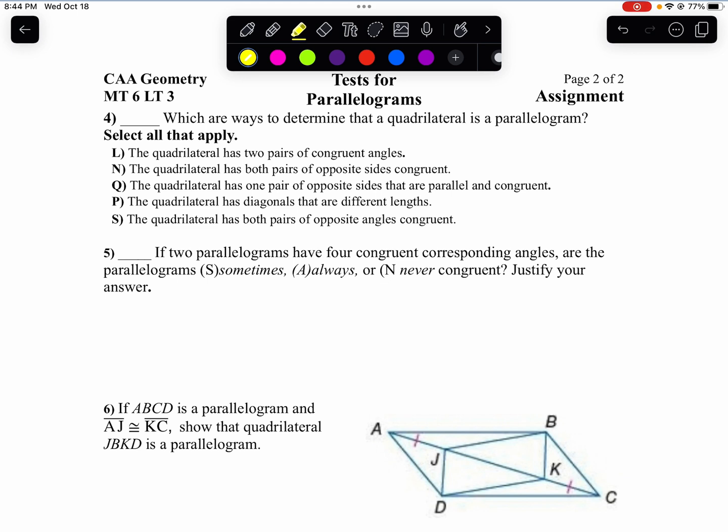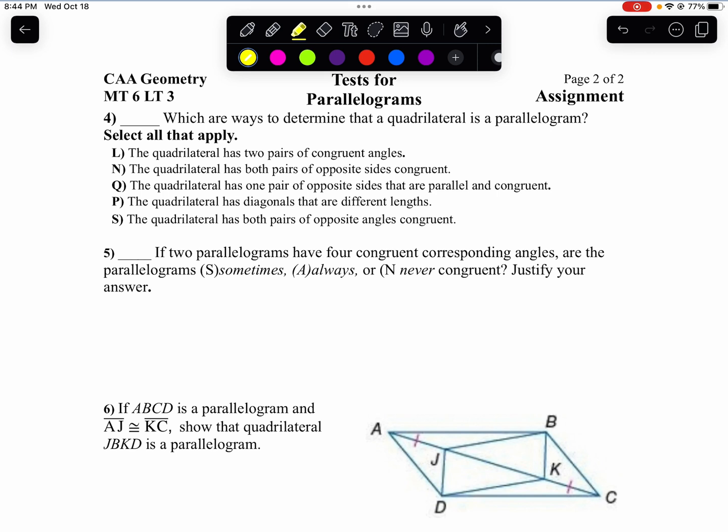On choice L, the quadrilateral has 2 pairs of congruent angles. Nope, you have to have both pairs of opposite angles be congruent to be a parallelogram. Just because you have 2 pairs of congruent angles doesn't necessarily mean that that's going to be a parallelogram.